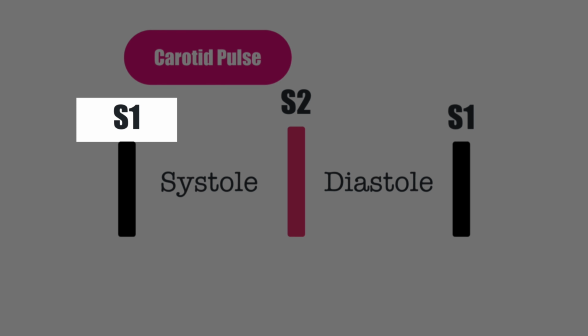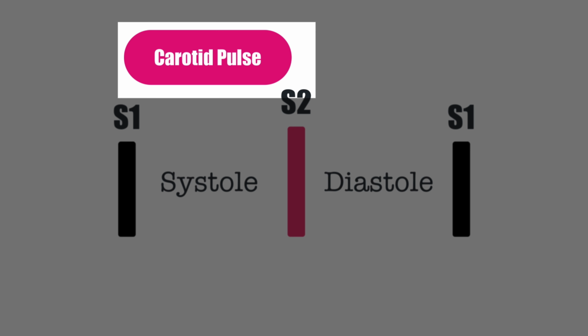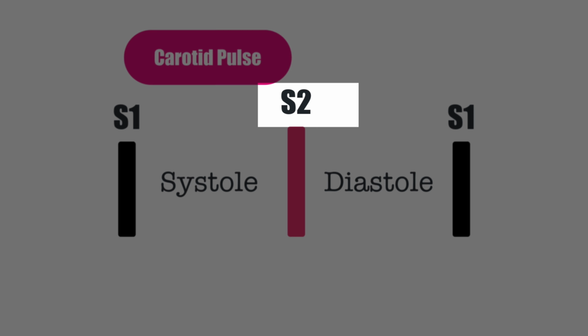We hear S1, which is the closure of the mitral and tricuspid valves. You feel the carotid pulse, systole is happening. Then comes S2, closure of the aortic and pulmonary valves. And now we are in diastole. If you hear three little sounds instead of two, you can figure out which is S1 and S2, which is the extra one, and that is a great place to start.